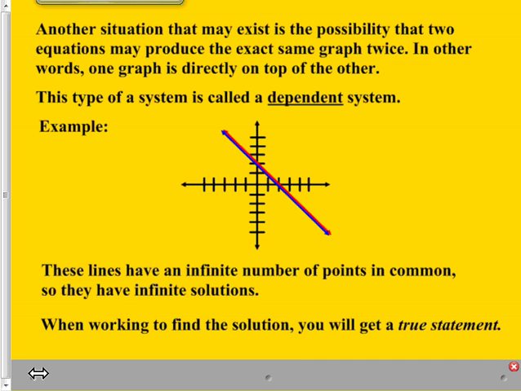If you encounter a dependent system, then what will happen is when you are trying to solve it, you will encounter a true statement of some kind, and we'll get a look at that when we look at some examples.